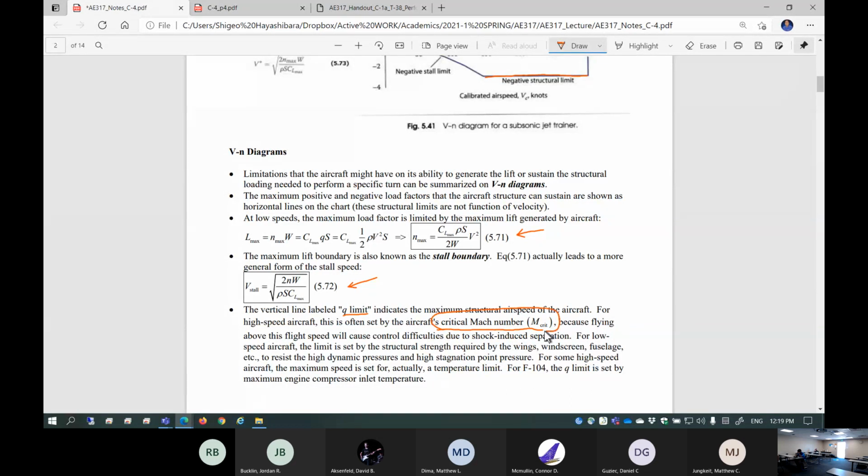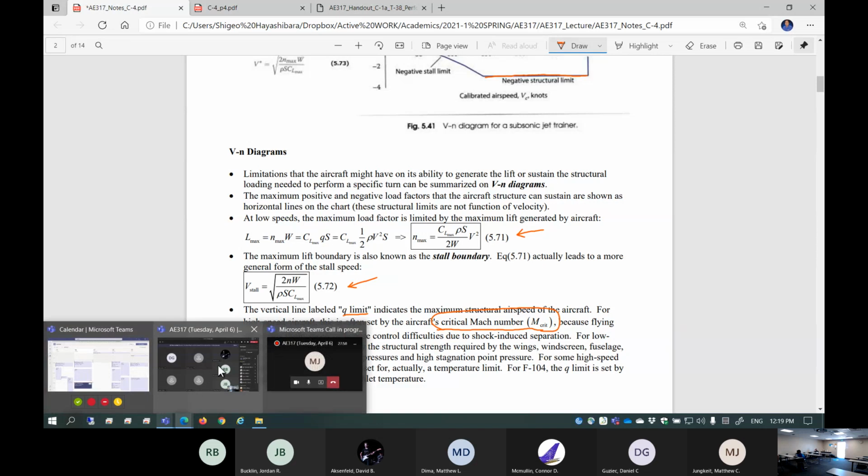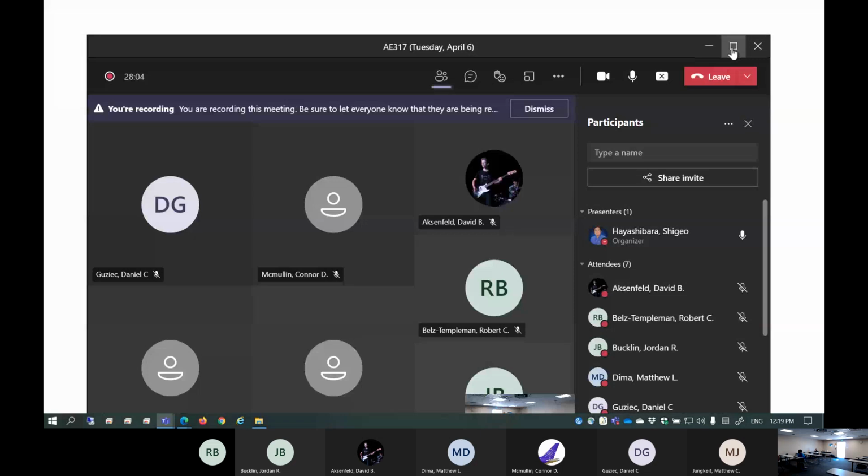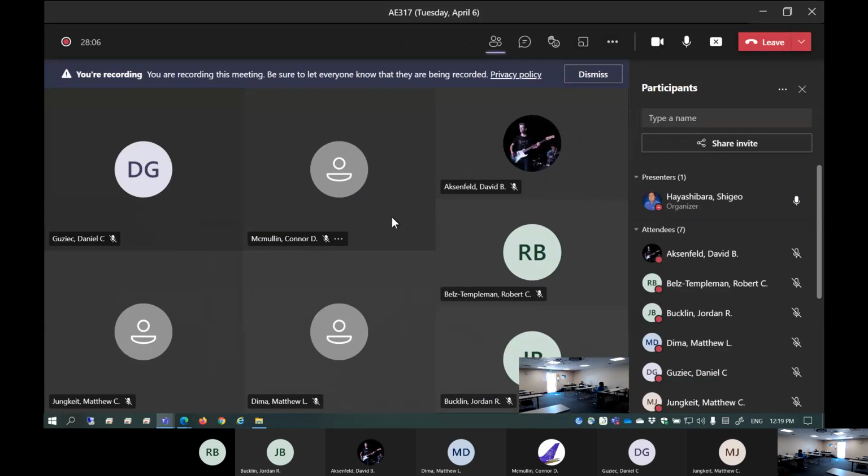Some of the teams designing a transonic transport, which is, I believe, Connor and Matthew, is that correct? Let's just double check if they are online. Oh, hey, Connor. And Matthew, are they listening? Can you hear me? Yes, we can hear you. Okay. So your design is like a transonic transport, isn't that right? Yeah. Okay. Got it. Just checking.